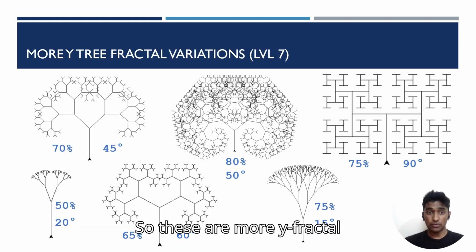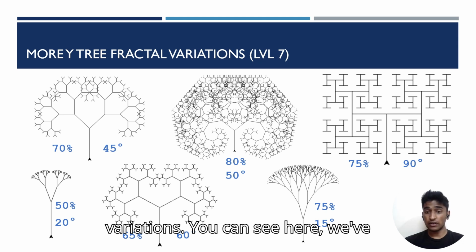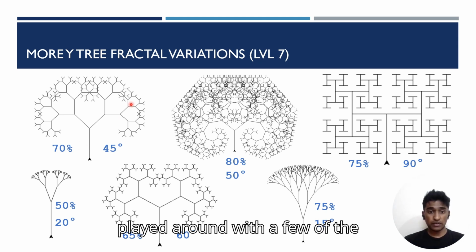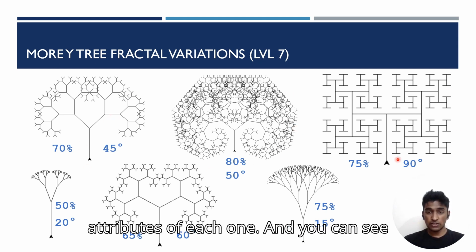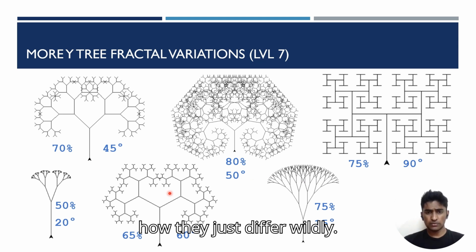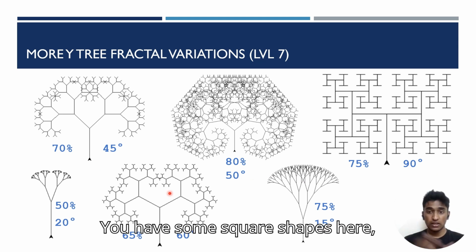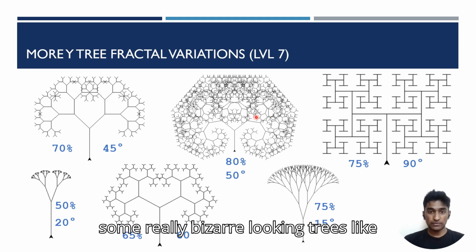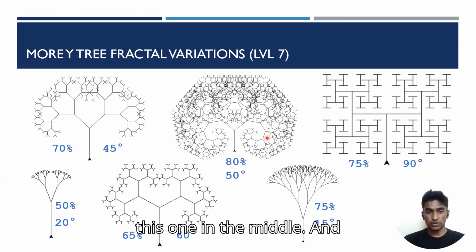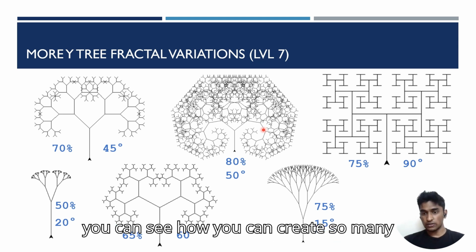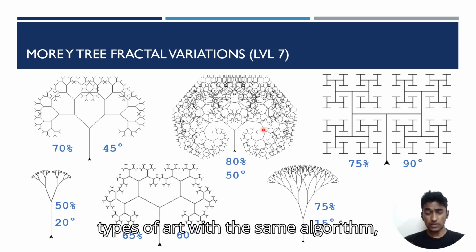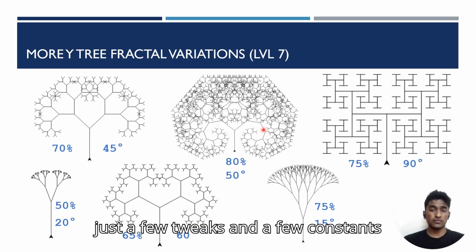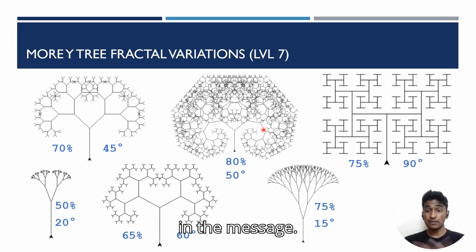So these are more Y fractal variations. You can see here we've played around with a few of the attributes of each one, and you can see how they just differ wildly. You have some square shapes here, triangle shape here, trees. You have some really bizarre looking trees like this one in the middle. It's crazy. You can see how you can make so many different types of art with the same algorithm, just a few tweaks and a few constants in the method.